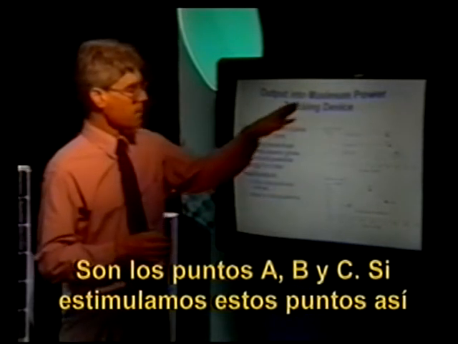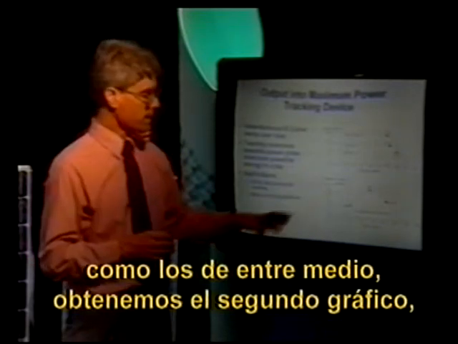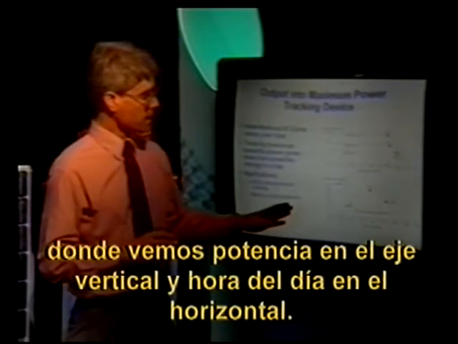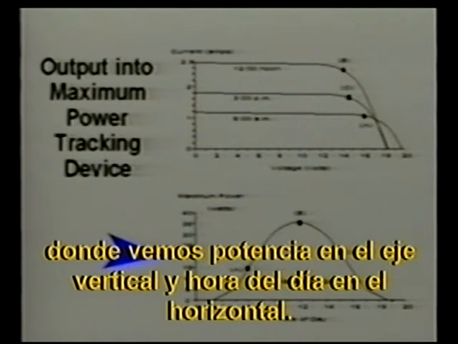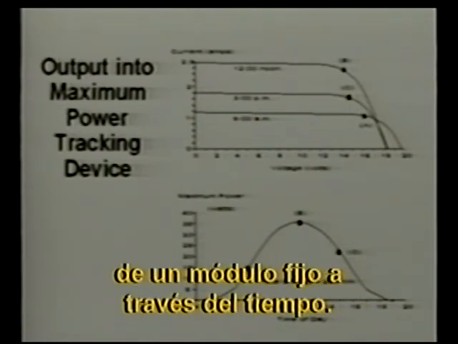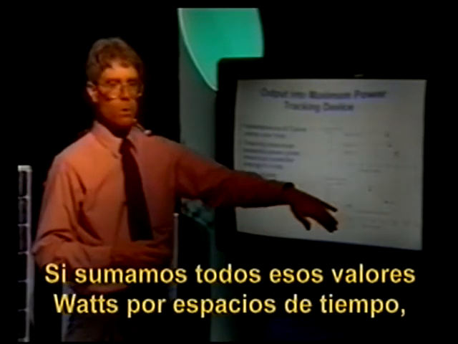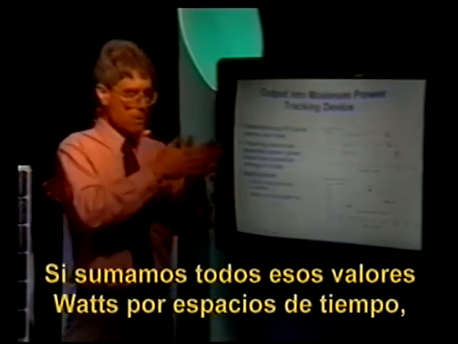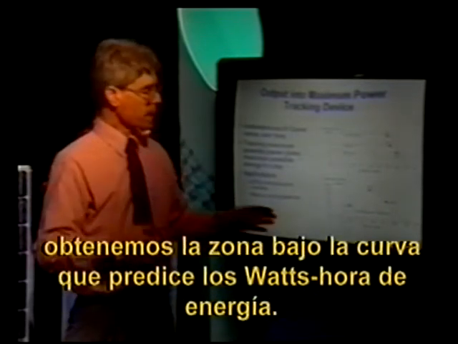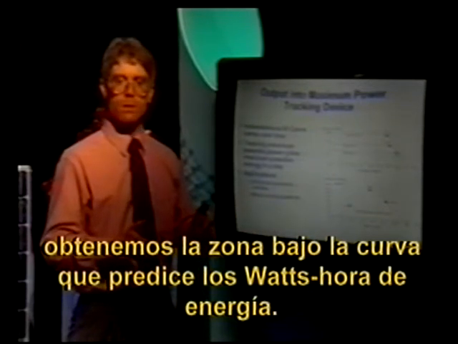If we plotted out A, B, and C and all the other points in between over time, we get the second graph, where we're looking at power on the vertical axis and time of day on the horizontal axis. And you can see the characteristic curve of output from a fixed module over time. If we add up all of those watt values times moments of time, we end up with the area under the curve predicting watt hours of energy.